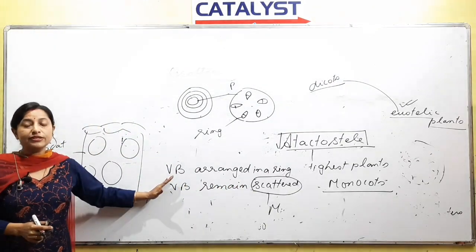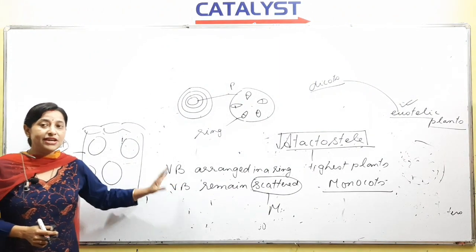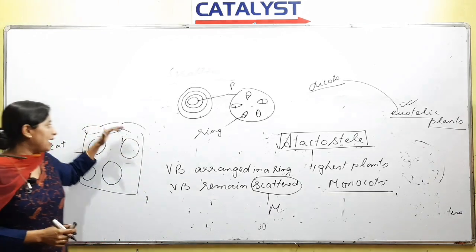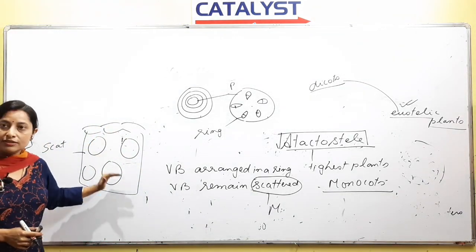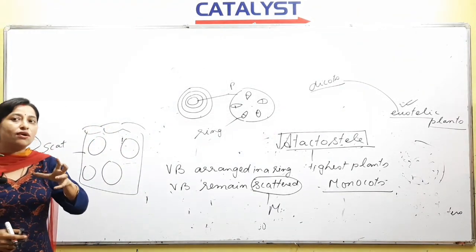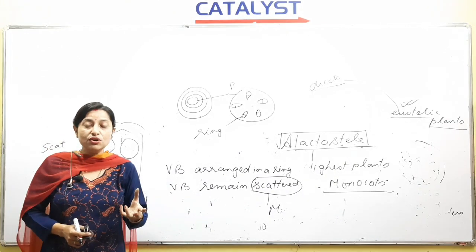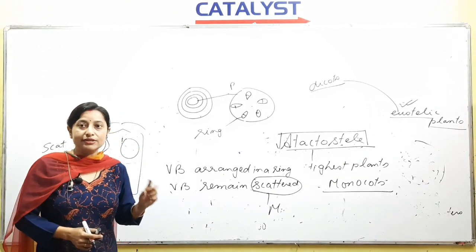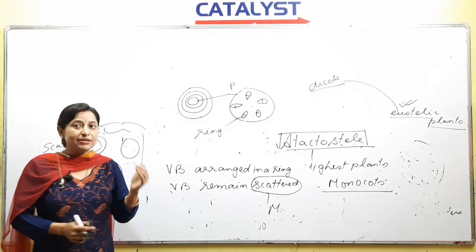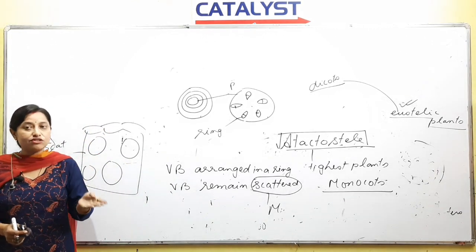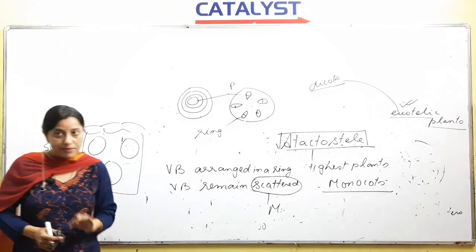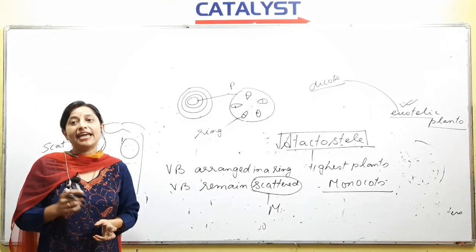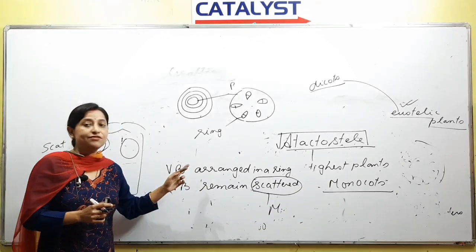Another point of difference between dicots and monocots: if you remember, pericycle and endodermis are not present in monocots. So there will be epidermis, and below the epidermis the entire tissue would be called cortex or ground tissue. In the ground tissue, the vascular bundles have to be scattered. But in dicots, below the epidermis there will be cortex, below the cortex endodermis, below that pericycle, and inside that the vascular bundles are arranged. Are you understanding the difference between the two?